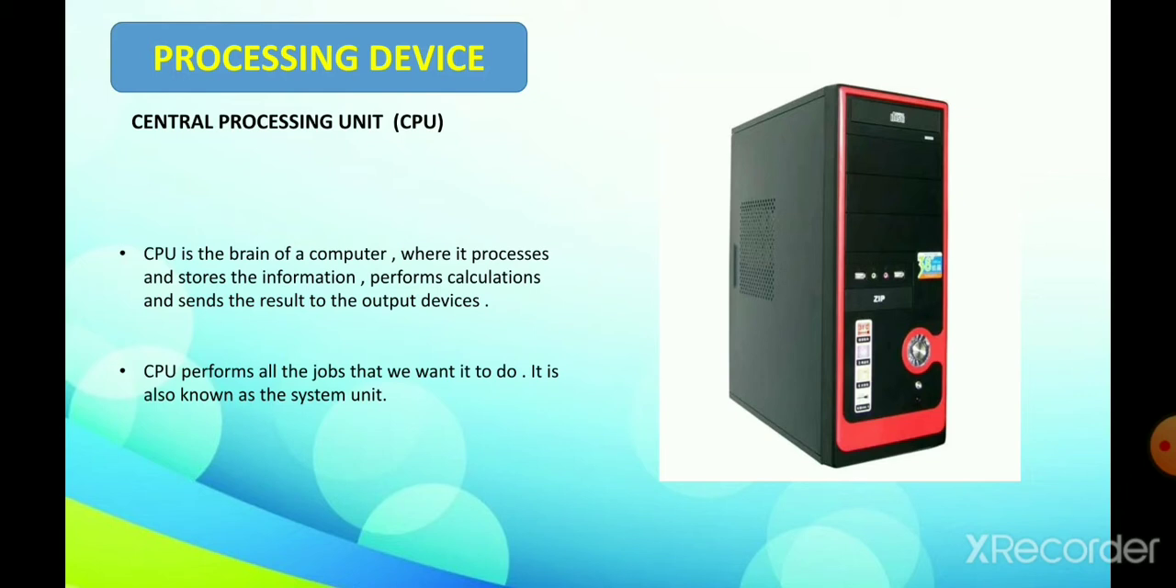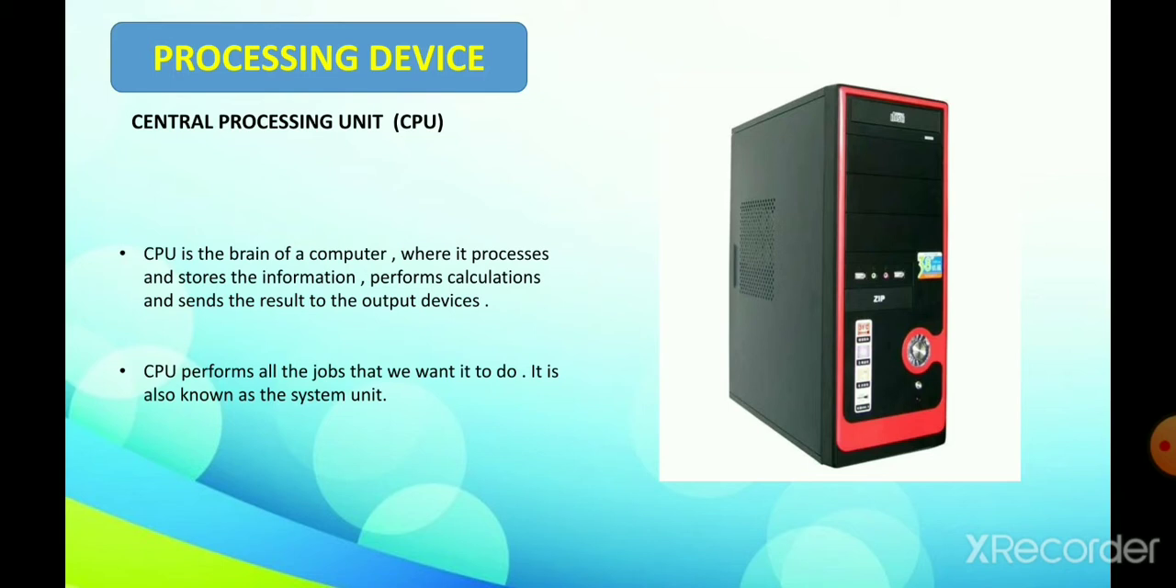Like children, in our body, the brain has an important role to play. The activities that we perform are the result of the signals that we receive from our brain. Likewise, CPU is the brain of a computer, where it processes and stores the information, performs calculation, and sends the result to the output devices. It performs all the jobs that we want it to do. It is also known as system unit.